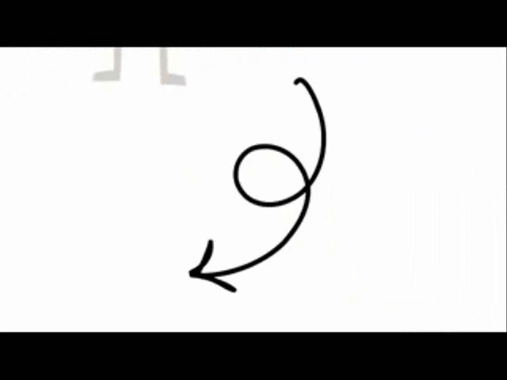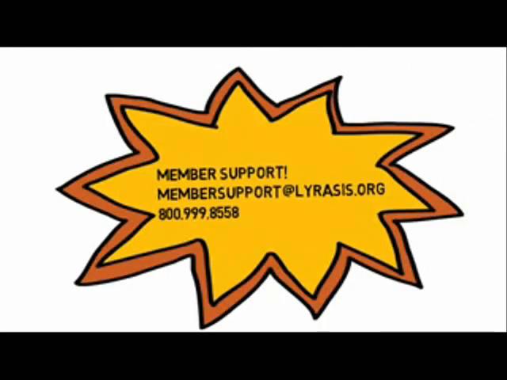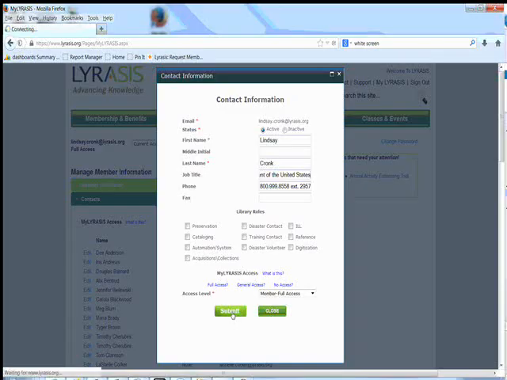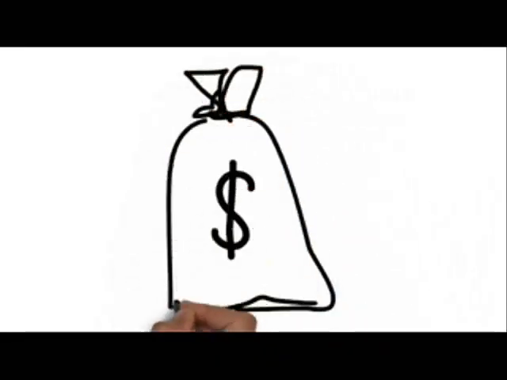Send a quick email or give us a call at member support. Member support at lyrasis.org, 800-999-8558. We'll update your status and privileges in a jiffy. It's just that easy to keep your contacts up to date in LYRASIS. But there's so much more functionality to talk about. Let's get on to the money.